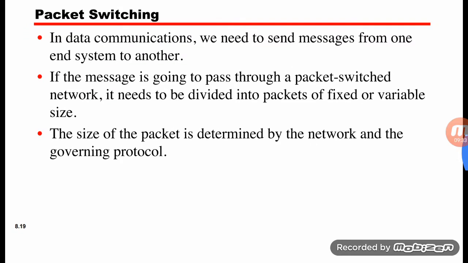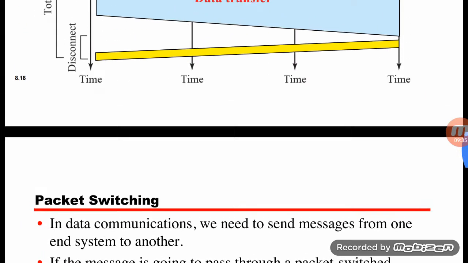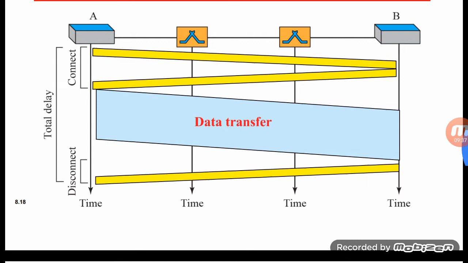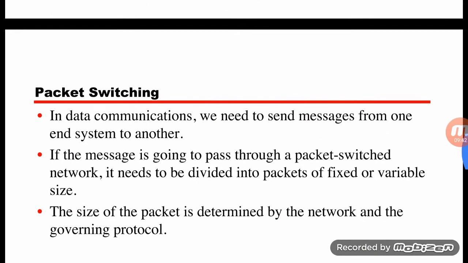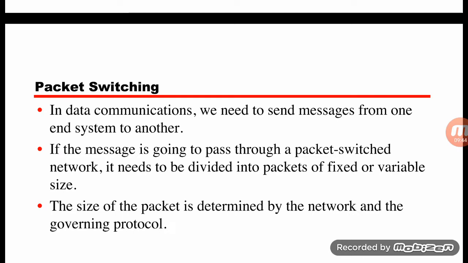Okay, so this is connect, this is data transfer, and this is distance, right? So this axis is time, and this is the distance that they are traveling.